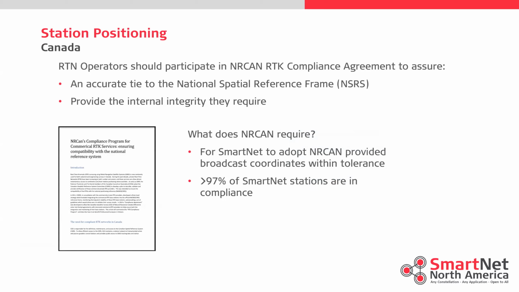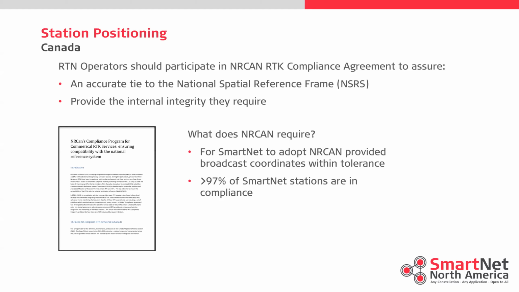In Canada, we have actually a little bit stricter requirement because we are a participant in the NRCAN RTK compliance agreement, which means we actually signed a document telling NRCAN that we would remain in compliance with NRCAN provided broadcast coordinates. Again, this provides the accurate tie to the NSRS. It allows us to have the internal integrity required, but it does require us, by what NRCAN says, to adopt NRCAN provided broadcast coordinates within a tolerance.